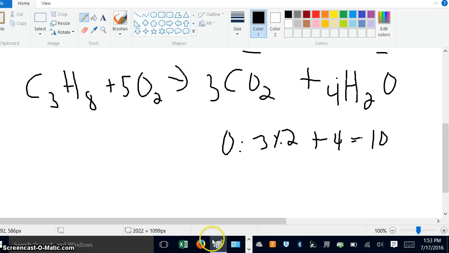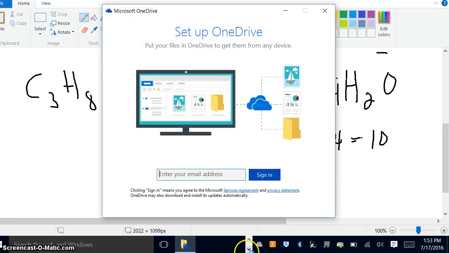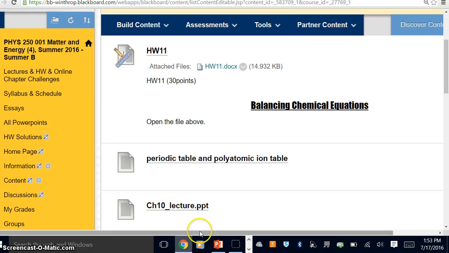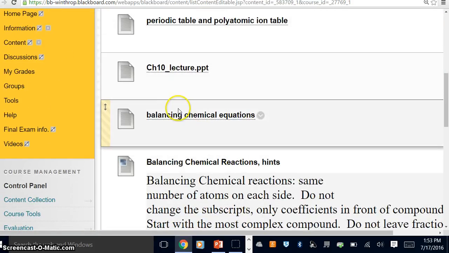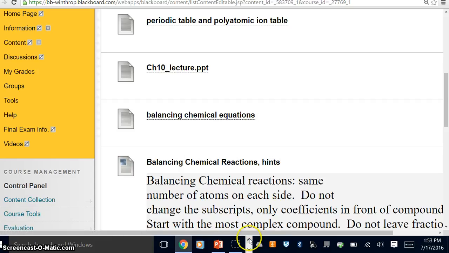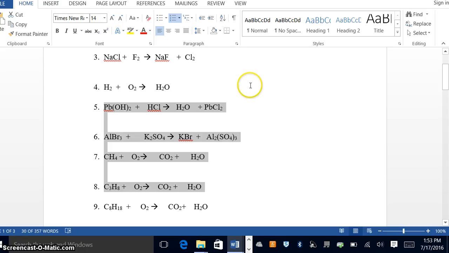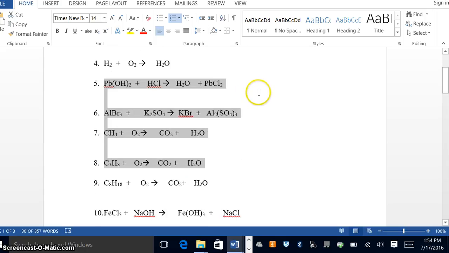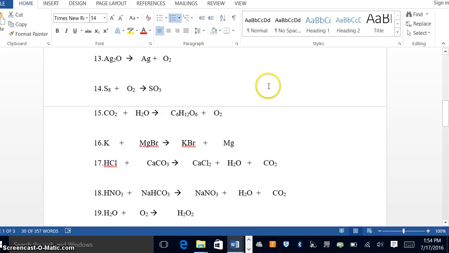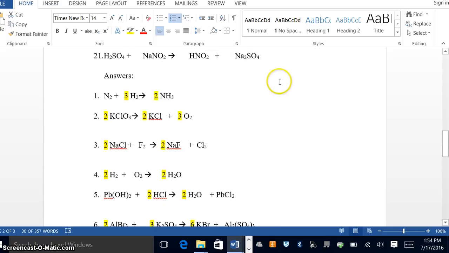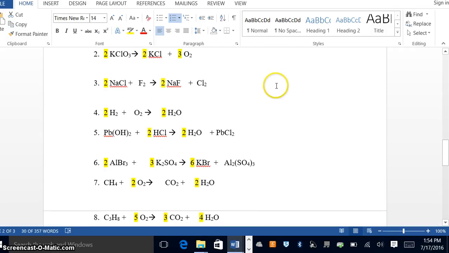All right, and let me just show you real quick where I'm getting these from. Oops, not that. Sorry. Where I say balancing chemical equations, let me find it. I think it's this. So see, I just copied these from this Word document, and if you keep going down, it gives you all the answers. So they're all there, just to let you know.